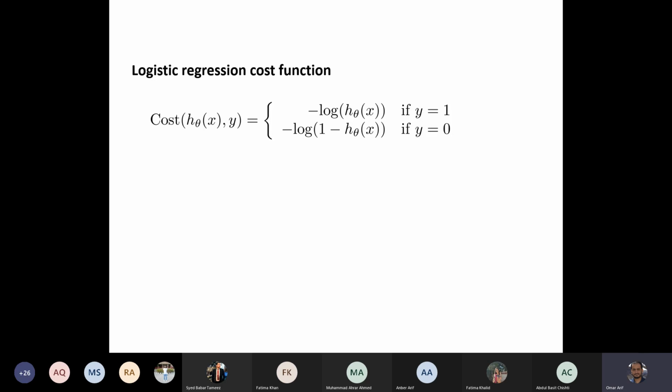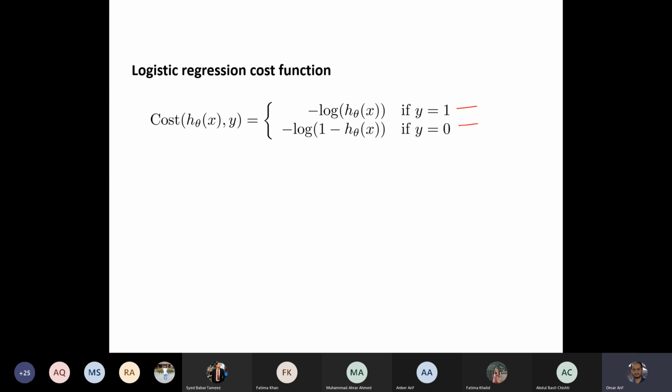Okay, I'll give you a minute to actually digest that. So this is my cost function: if y is 1, this is the cost, and if y is 0, this is the cost. It may look complicated, but we will look at each part of it and try to see why we are using this cost function.